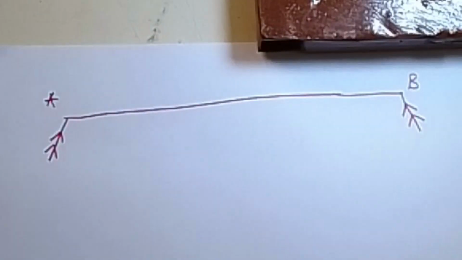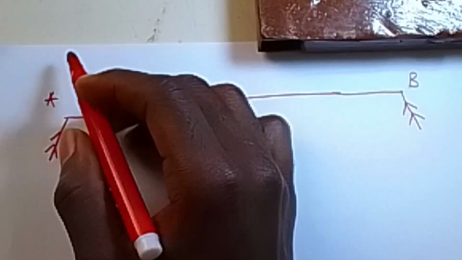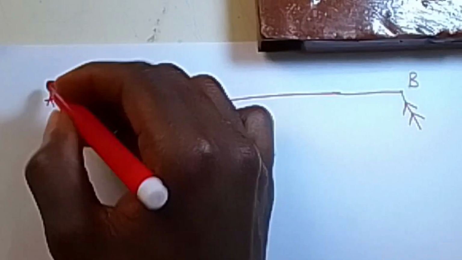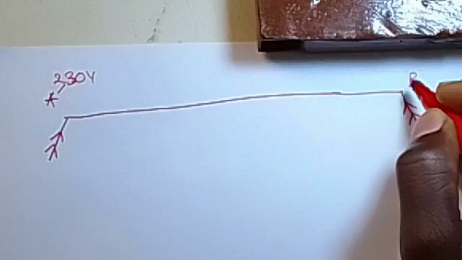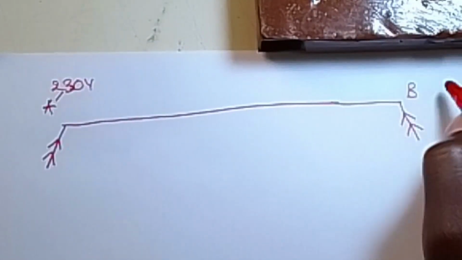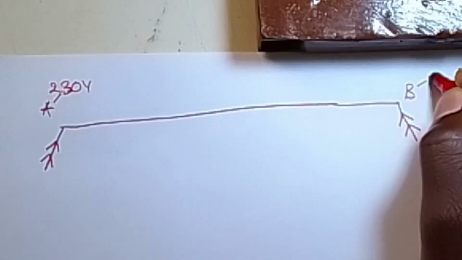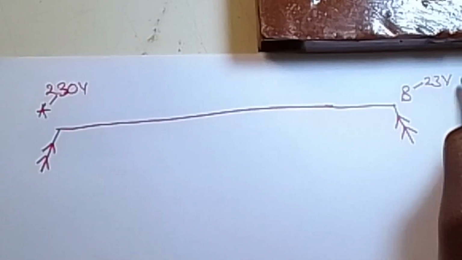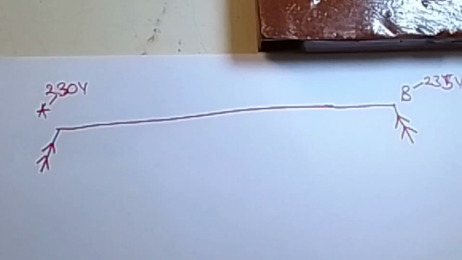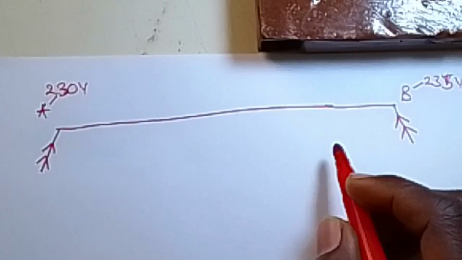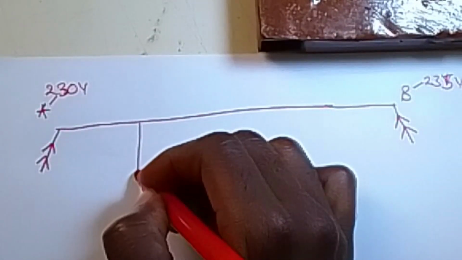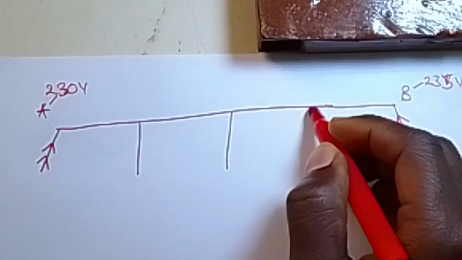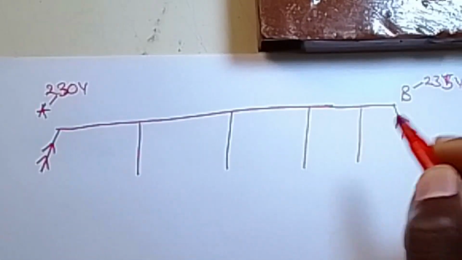So before I went through that, I was saying that the voltage given at point A was given to be 230 volts. So V at A is equal to 230 volts. And then the voltage at point B was given to be 235 volts. So the voltage here is 235 volts. Now, along this length of the conductor, they are going to tap off loads. They are having 4 loads: load 1, load 2, load 3, and finally load 4.